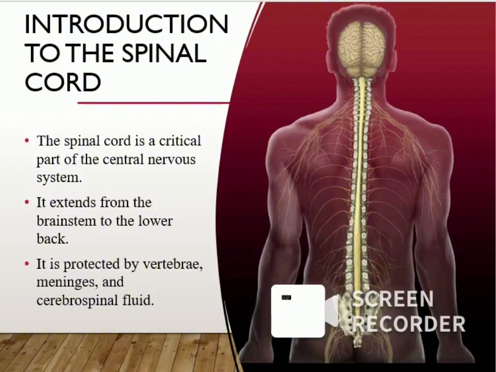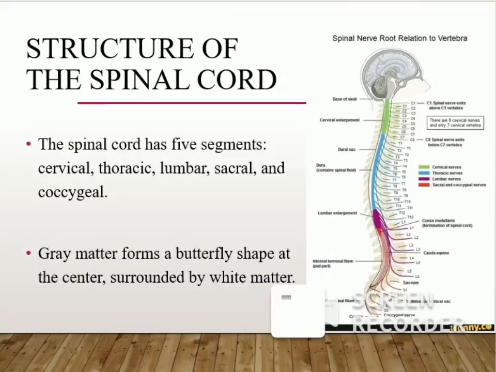It's protected by three main layers: the bony vertebrae, the meninges, and the cerebrospinal fluid, which is known as CSF, which cushions it from shock. Structurally, the spinal cord is cylindrical and divided into five regions: cervical, thoracic, lumbar, sacral, and coccygeal. Inside, gray matter forms an H shape or butterfly structure and is surrounded by white matter, which carries signals up and down the cord.